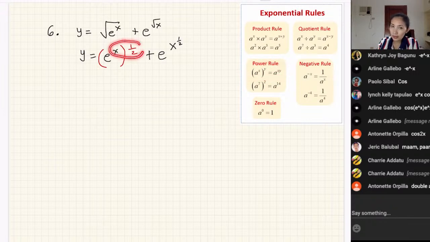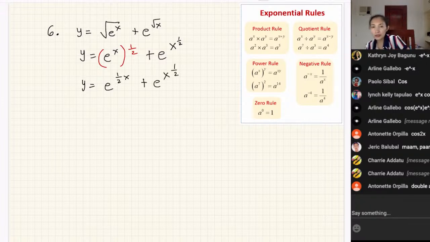e raised to x raised to 1/2 is simply e raised to 1/2 x. That makes it simpler, plus e raised to x raised to 1/2. So we simply make use of e to the u for both. So y prime then is equal to e raised to 1/2 x times du, the derivative of 1/2 x.